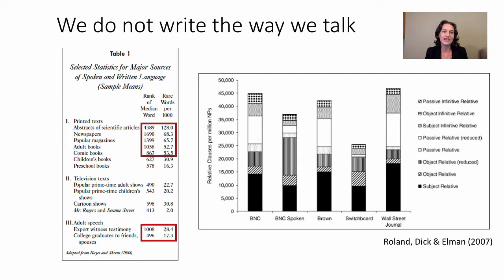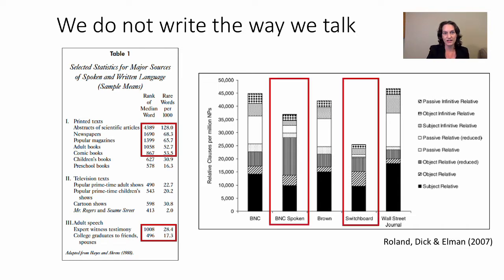What we also see is that written sources contain more complex sentences, this is various kinds of relative clauses, than do spoken sources. So these are the two spoken sources here, and you see that they have not only fewer relative clauses, but the distribution is quite different. The BNC spoken is maybe a little higher than we might expect for other spoken corpora, and that's because it contains things like court testimony and recordings of business meetings, which may not really be spontaneous speech.